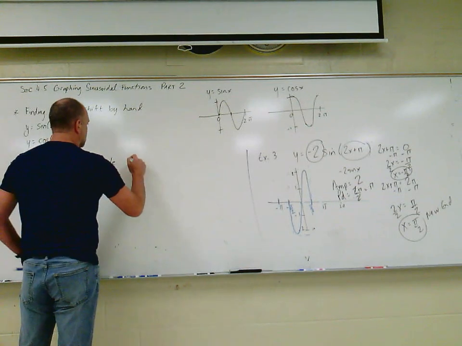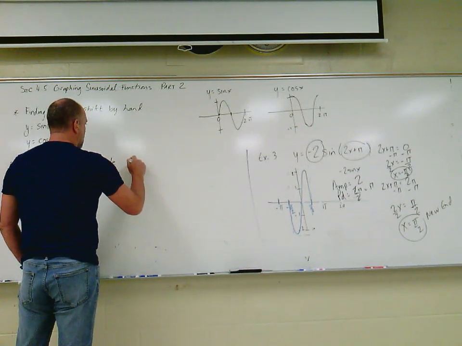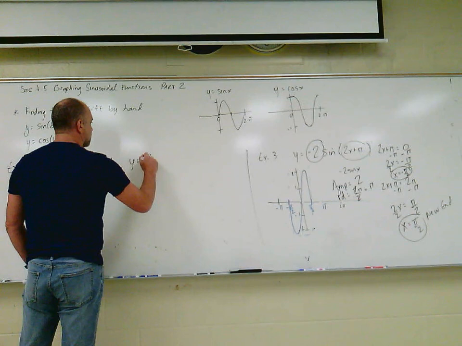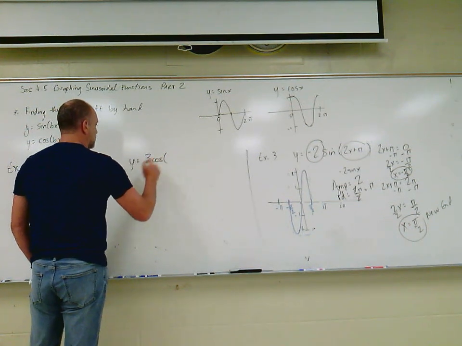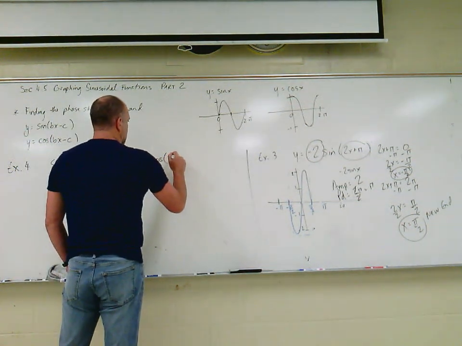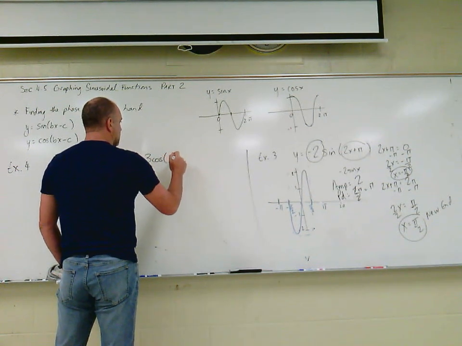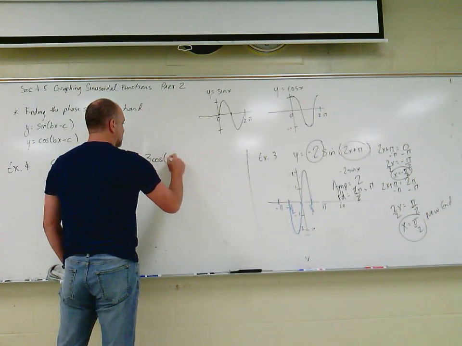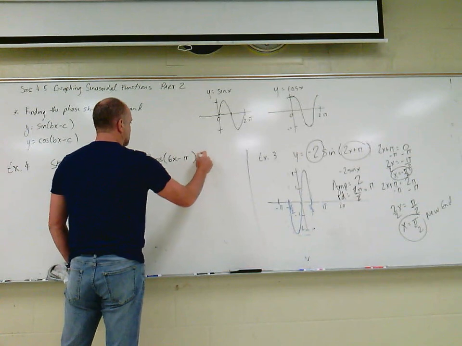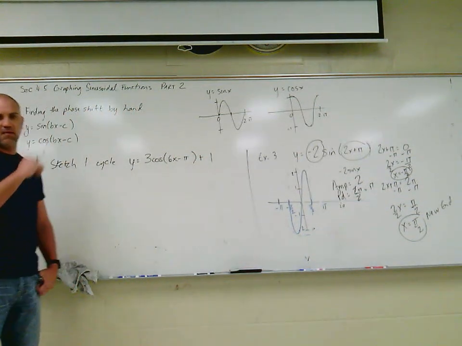So let's say you got y equals 3 cosine of 6x minus pi, plus 1. Okay, so you got a little bit of everything.